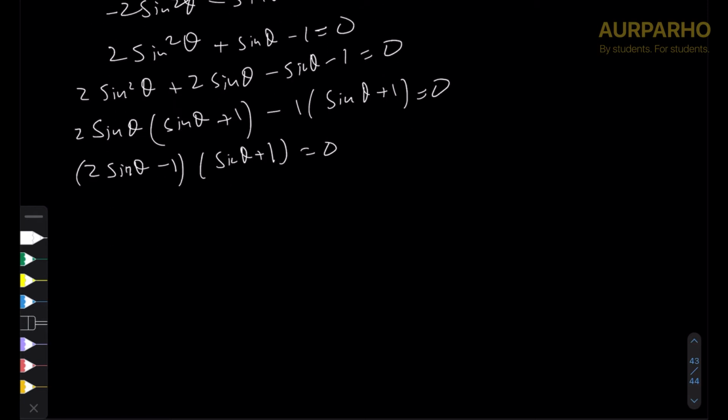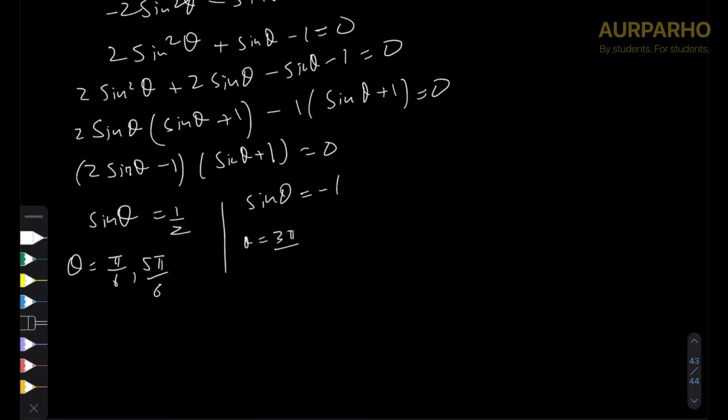Let's equate these to 0. Sine theta is either half or sine theta is negative 1. Sine theta is half at pi over 6 and 5 pi over 6. Sine theta is negative 1 at 3 pi over 2, right? Is it at 3 pi over 2? Yeah, it is at 3 pi over 2.